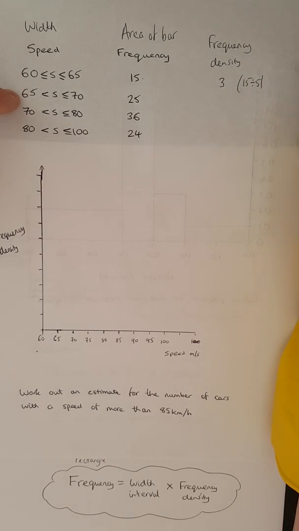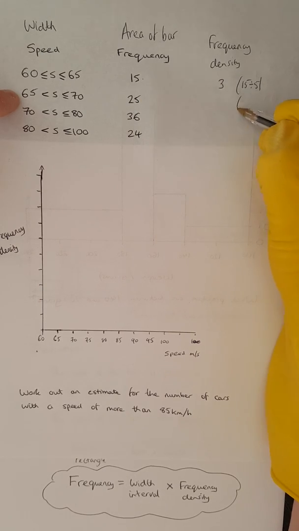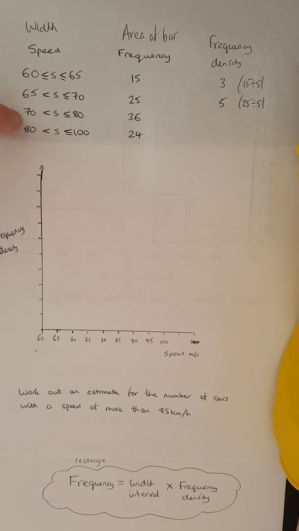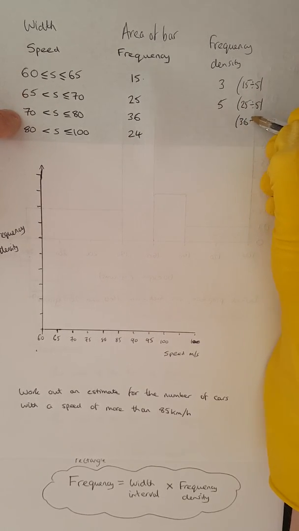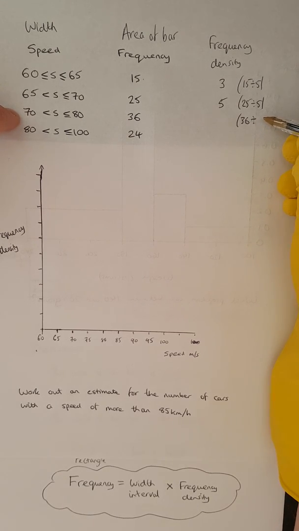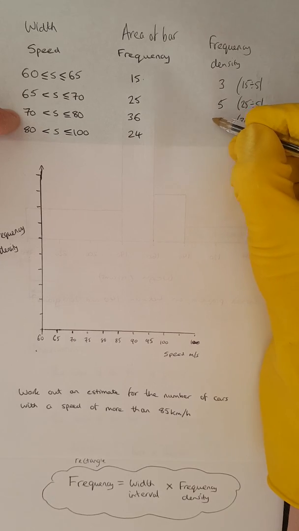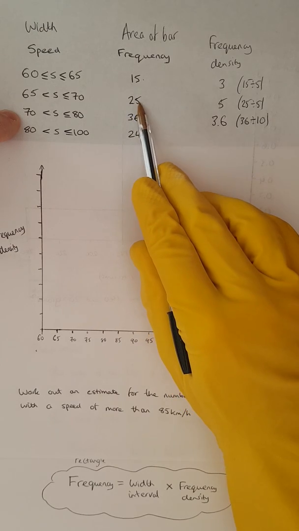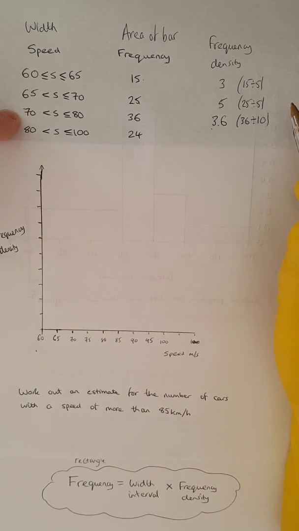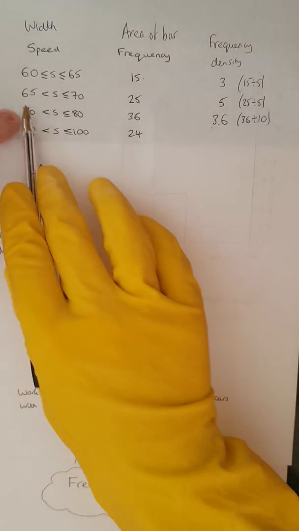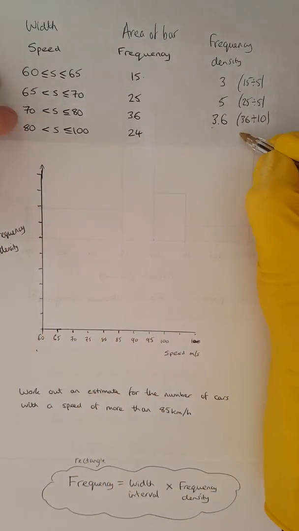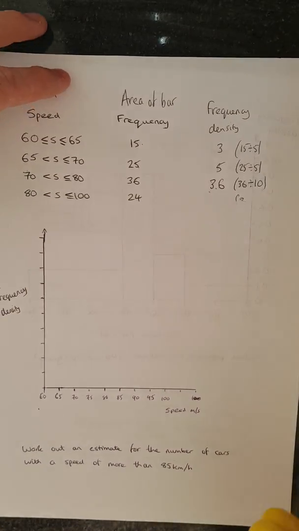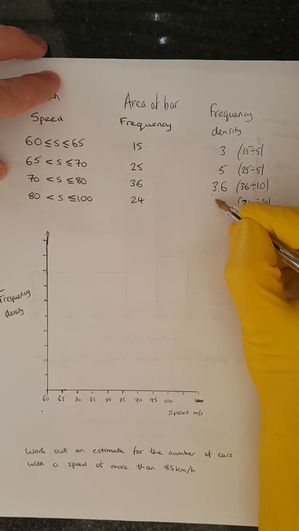The next one, the frequency is 25. So it's 25 divided by 5, which gives me a frequency density of 5. The next one is 36. Is it divided by 5 again? No, good spot, it's 10. So that's 3.6. A bigger frequency, but a smaller frequency density, because it's wider. And the last one, 24 divided by 20, 1.2.